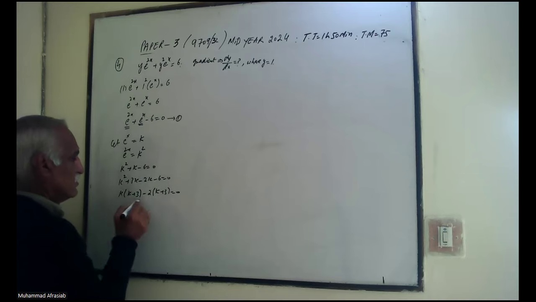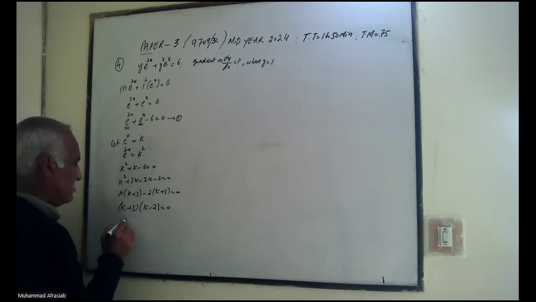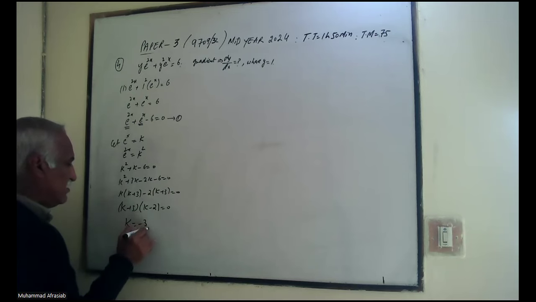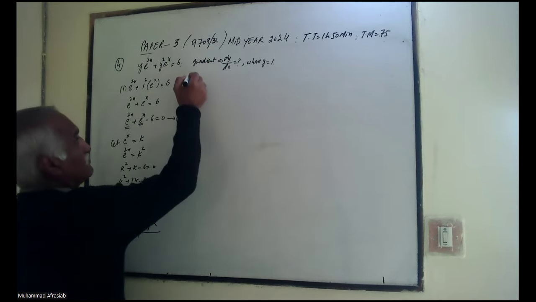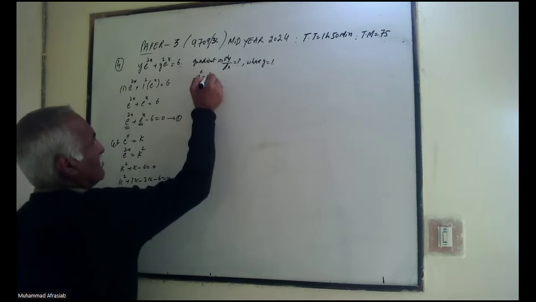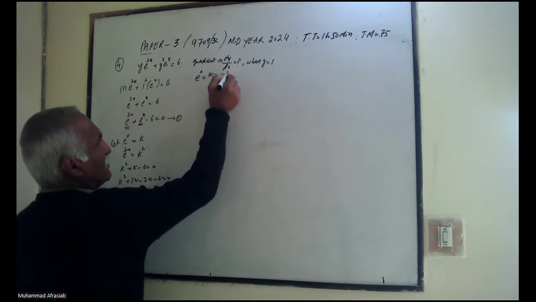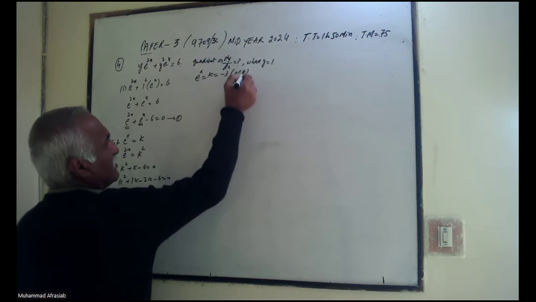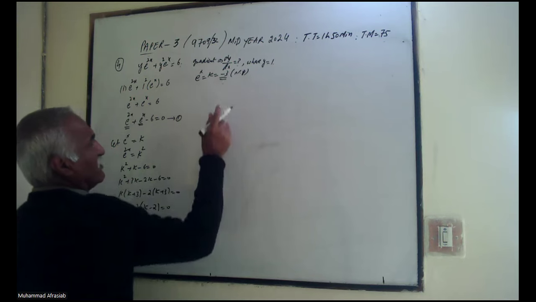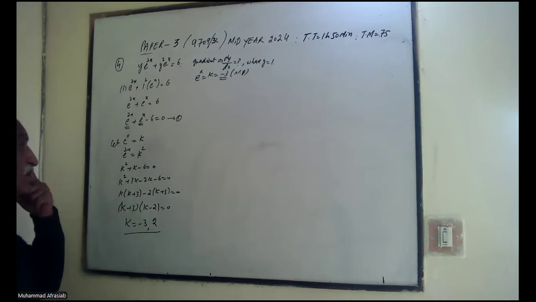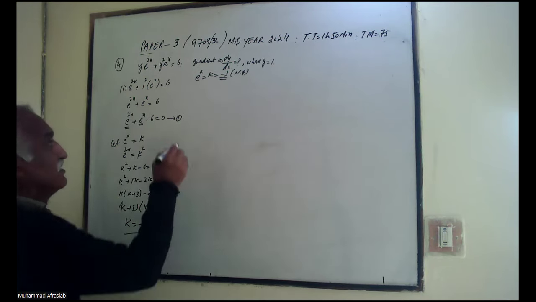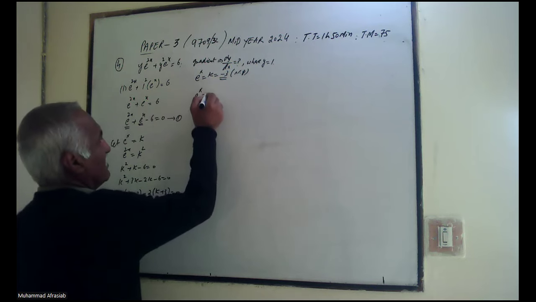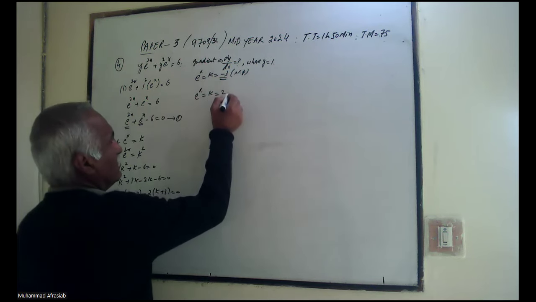So (k plus 3) into (k minus 2) is equal to 0. So the value of k will be minus 3 and 2. But e^x is equal to k, and if that is equal to minus 3, it is not possible because it is a negative number. A negative number exponential is not possible. Then e^x is equal to k, which is equal to 2.